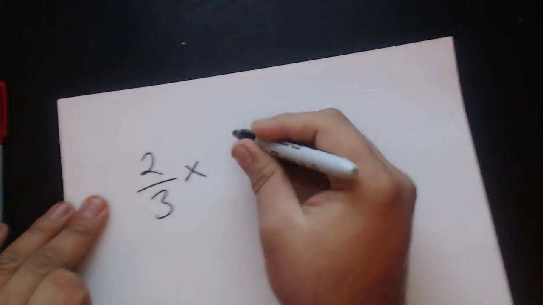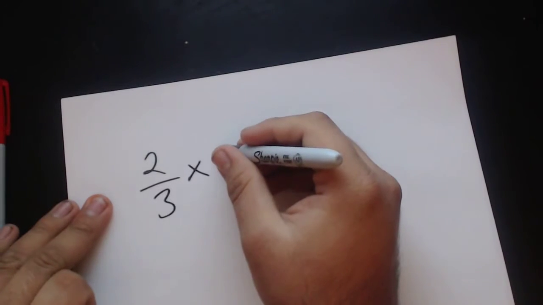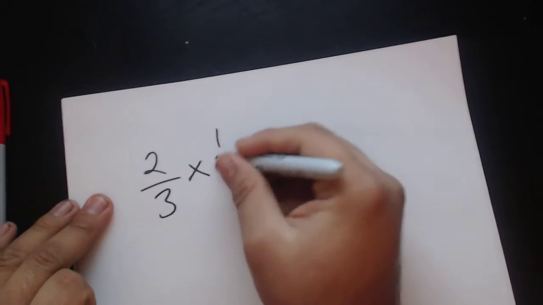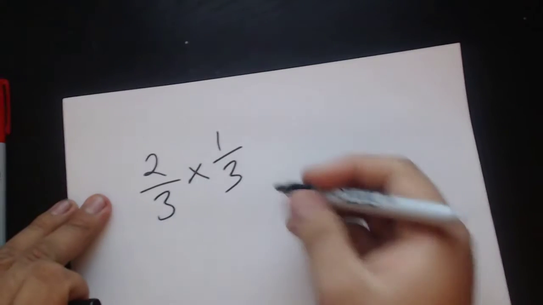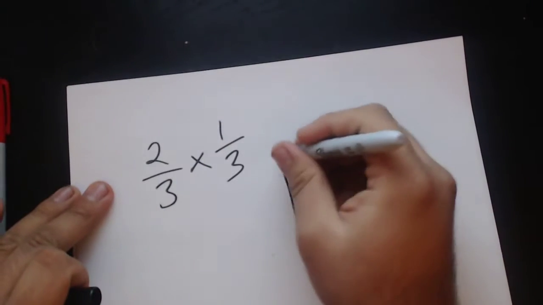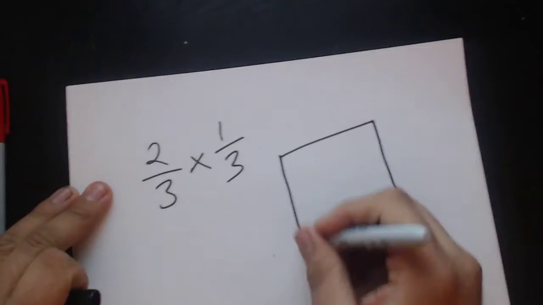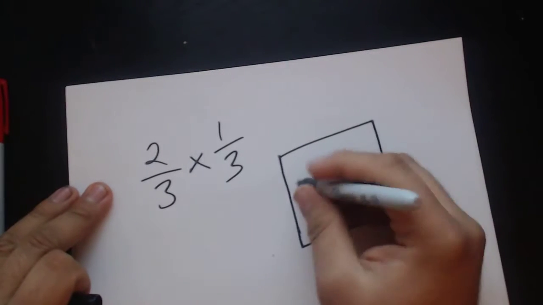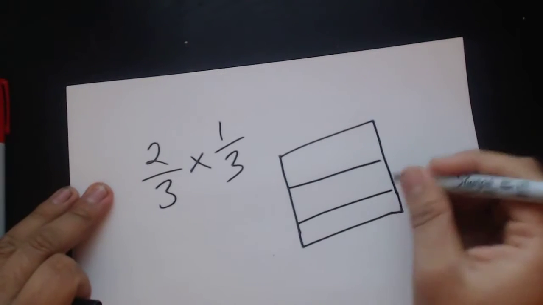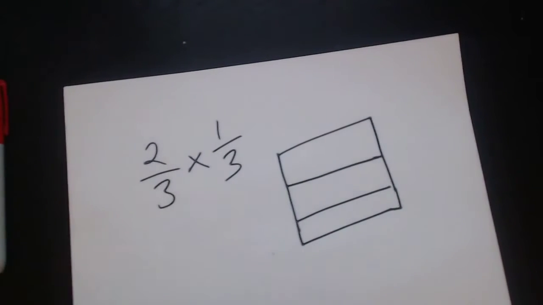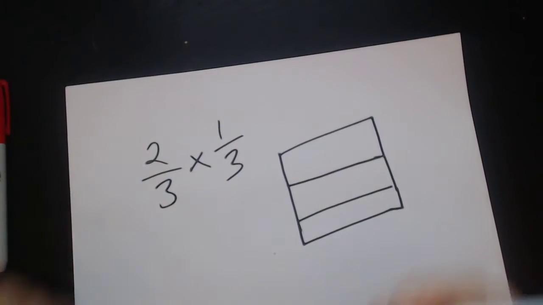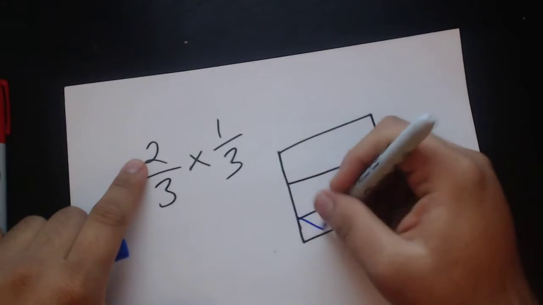Now let's go ahead and do one more example of this. Let's say that we have something more like 2/3 times 1/3. Let's go ahead and draw our fraction model, which will look something like so. Here's 1. There's 3 units. And now I'm going to shade in 2 of those units.